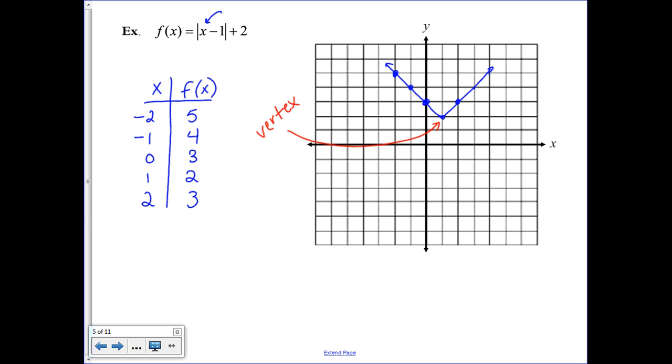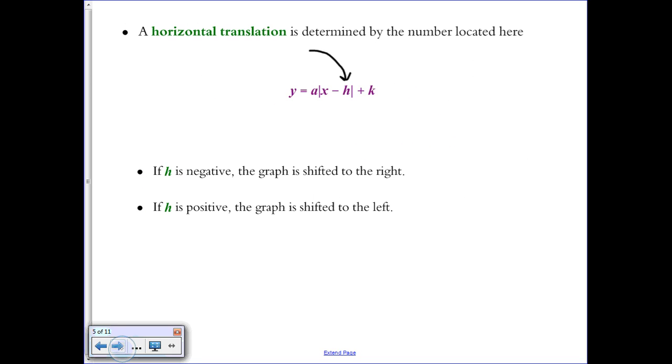Now we've got some numbers in the equation that tell us where the new vertex is going to be located. So the vertex here is located over to the right 1, and it's located up 2. And that's indicated by the numbers in the equation. So let's go through different locations of numbers in the equation and figure out how they affect the graph.